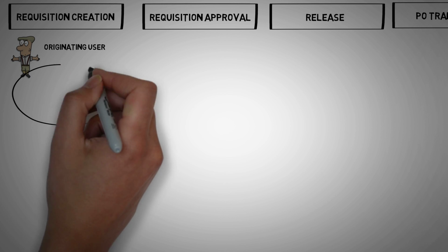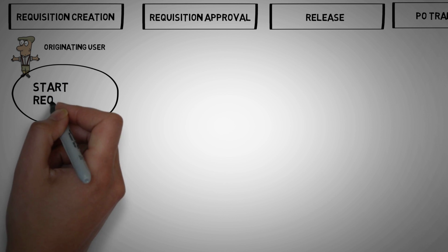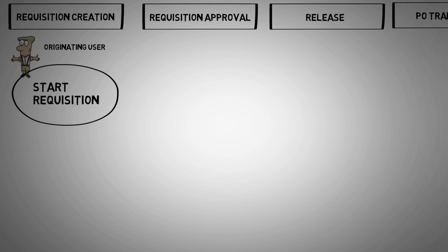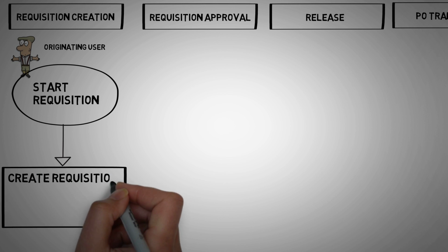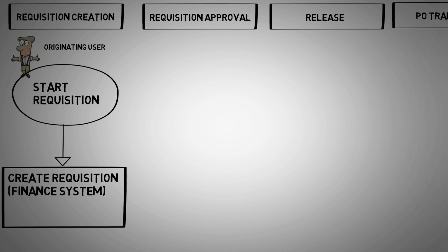Let's begin with first step. It is to create requisition. So the user wants to buy a horse. Let's call him originating user. This is the very first step in the whole process. The originating user has to take action to create requisition. He fills out requisition details in finance system. At this stage, he has the option to save after he has completed filling all the required fields.